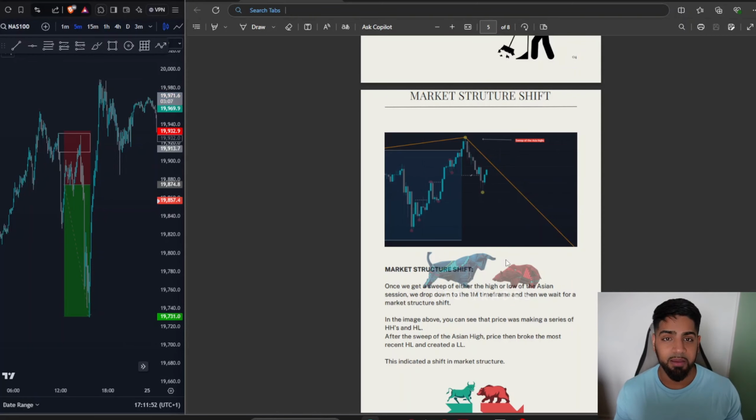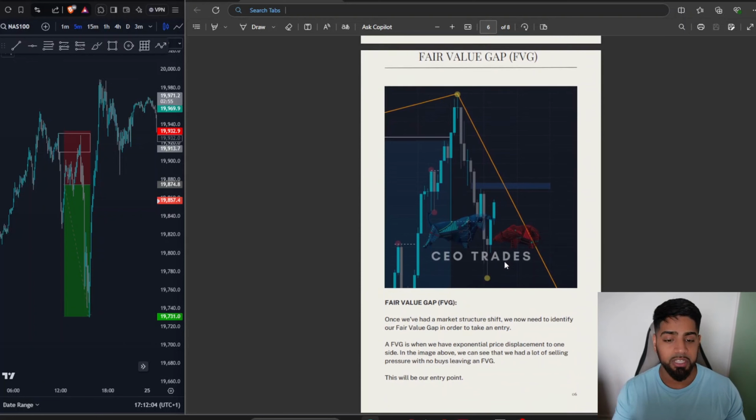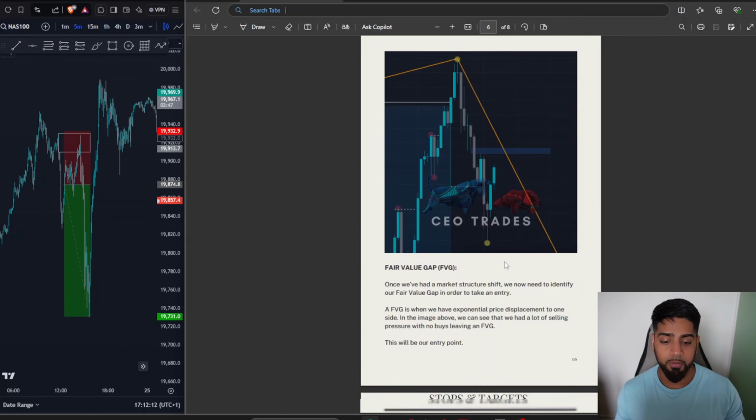Now, in order for us to get a market structure shift, we want to see a shift in market structure from either bullish to bearish or bearish to bullish. And we're going to do this by following market structure. So once we've got that market structure shift, we move on to the next step, which is we're going to identify the fair value gap which caused the market structure shift. And that is where we're going to be taking our entry from.